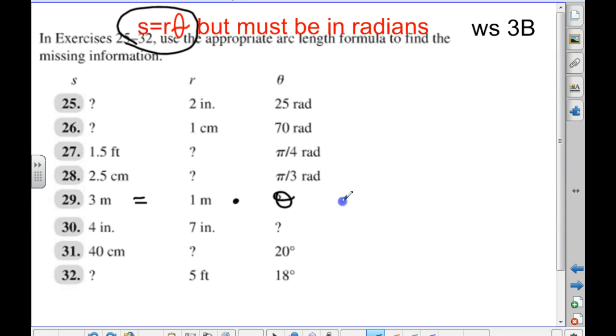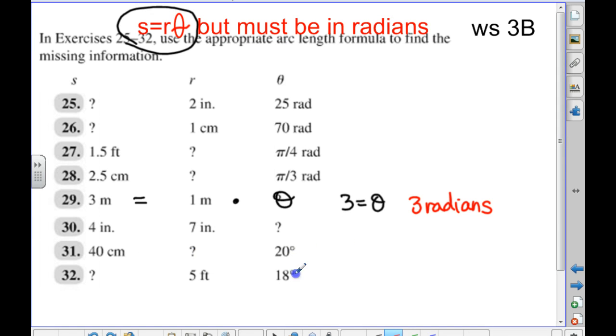Divide. When you take 3 meters divided by 1 meters, you just get 3 as your theta. If there is no label, what does that measure in? Radians. So the answer to 29 is 3 radians. If it was a decimal, it would still be radians. Radians do not have to have a pi. Okay, they don't need to have a pi. Sometimes they do, sometimes they don't.